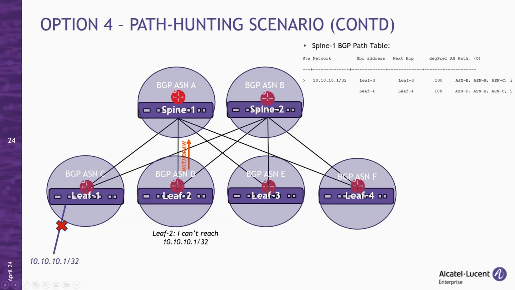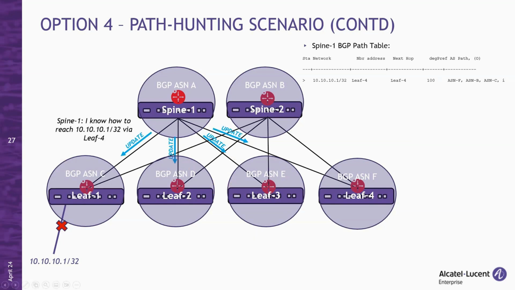Now leaf switch 2 sends back an update message to spine 1 with a withdrawal for the prefix 10.10.10.1/32, since it's not able to reach that route. Spine 1 BGP table withdraws the route. When spine 1 receives the update message, it withdraws the prefix with the next hop as leaf 2 for that prefix, but it has alternative routes. It sends a new update message saying it can reach the route via leaf 3. Now leaf 3 sends back an update message to spine 1 with a withdrawal for the prefix 10.10.10.1/32, since it is not able to reach that route. Spine 1 BGP table withdraws the route.